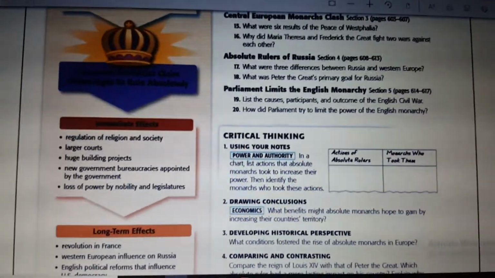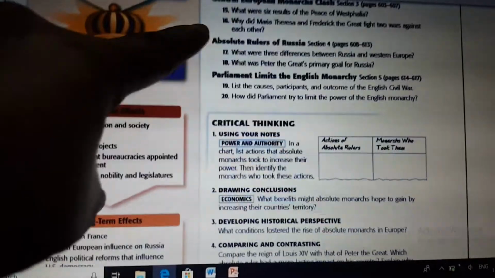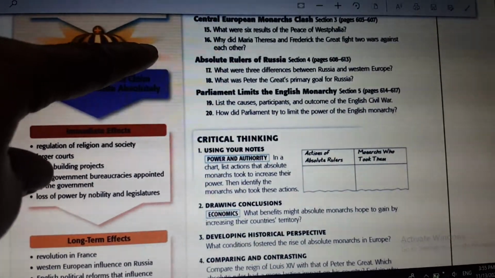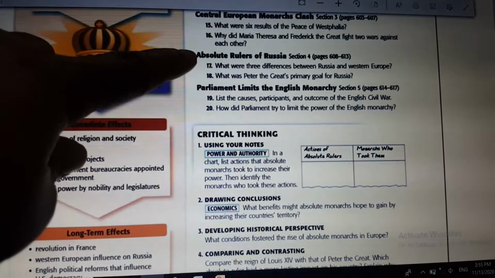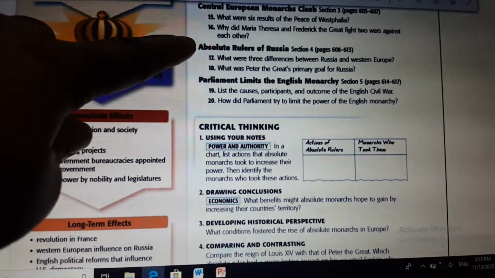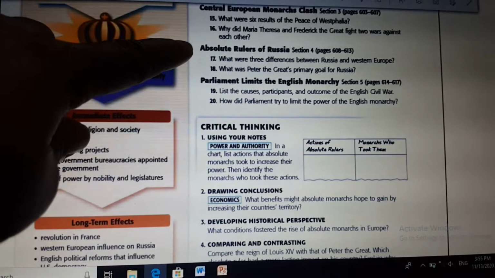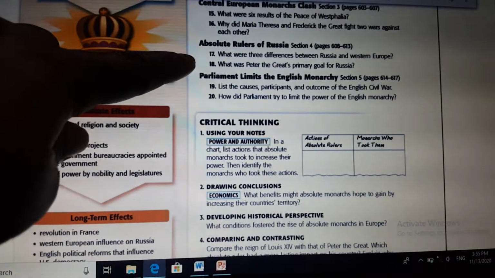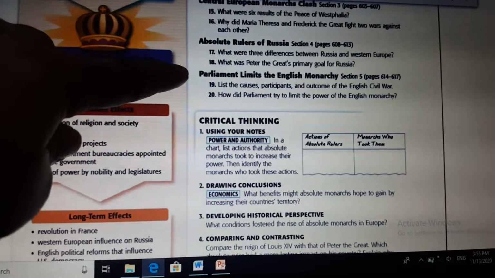Next section, Absolute Rulers of Russia, Section 4, pages 608 through 613. Number 17, what were three differences between Russia and Western Europe? Number 18, what was Peter the Great's primary goal for Russia?